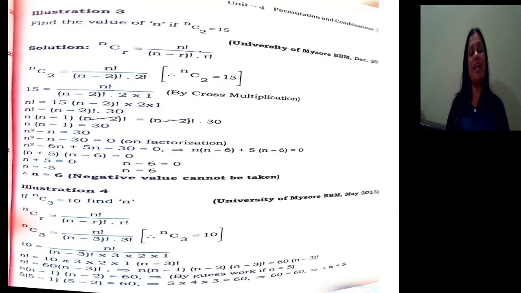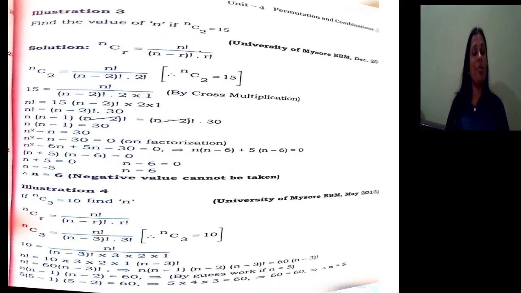Find the value of n if nC2 is 15. So n we don't know. So nCr, with r as 2, is equal to what? nCr is equal to n factorial divided by (n minus r) factorial into r factorial. So nC2 is n factorial divided by (n minus 2) factorial into 2 factorial, which is equal to 15. So 15 is equal to n factorial divided by (n minus 2) factorial into 2 into 1. 2 factorial means 2 into 1.